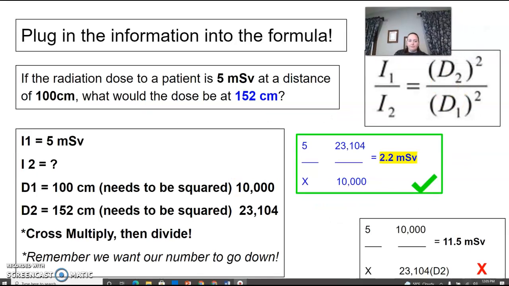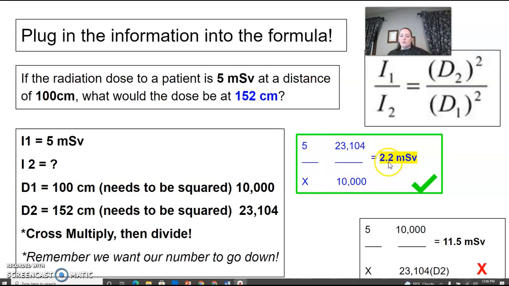Plug it in. Here is your question. Remember, this is our inverse square law formula. Find I1, 5 millisieverts. I2 is what we're asking to find. D1 was the same, 100 centimeters, but again, don't forget that it has to be squared. D2 is 152, and it has to be squared. Don't forget to square those numbers. Plug them into your formula in the right spots, then simply cross multiply and divide, and you'll find x.